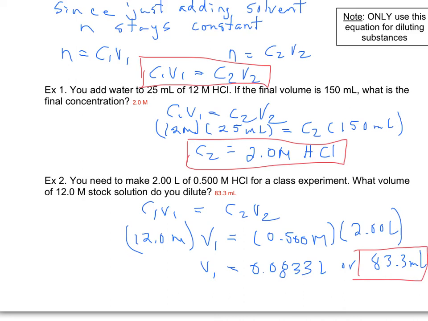So in order to make 2 liters of 0.500 mole per liter, I take 83.3 mL of 12 molar hydrochloric acid and add enough water in order for my final volume to be 2 liters. Try out the preparing solution questions listed on your assignment cover sheet.